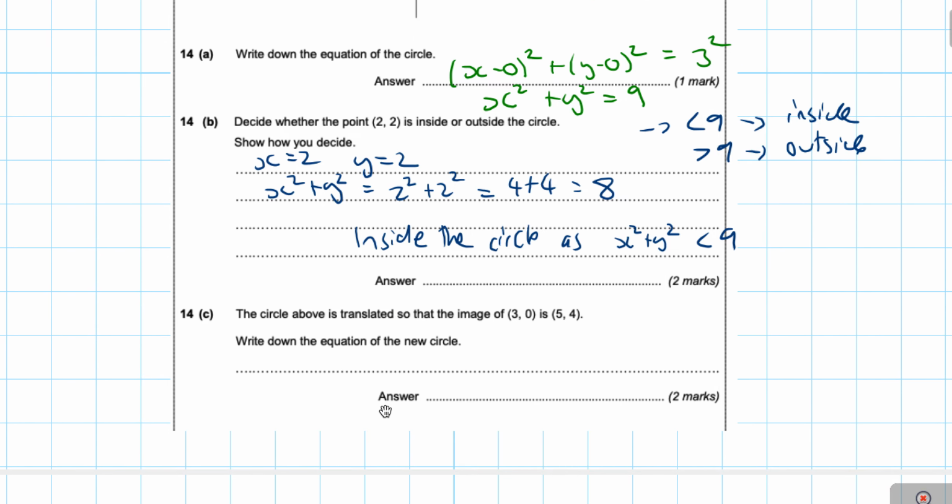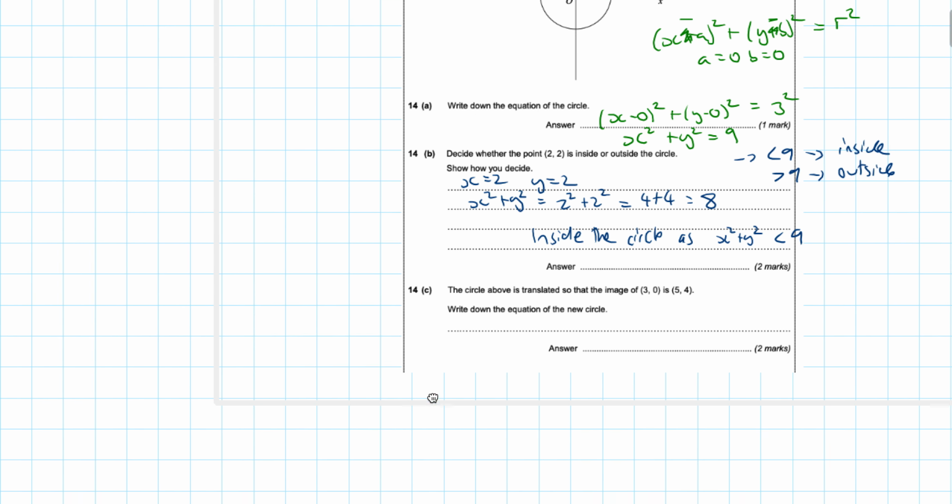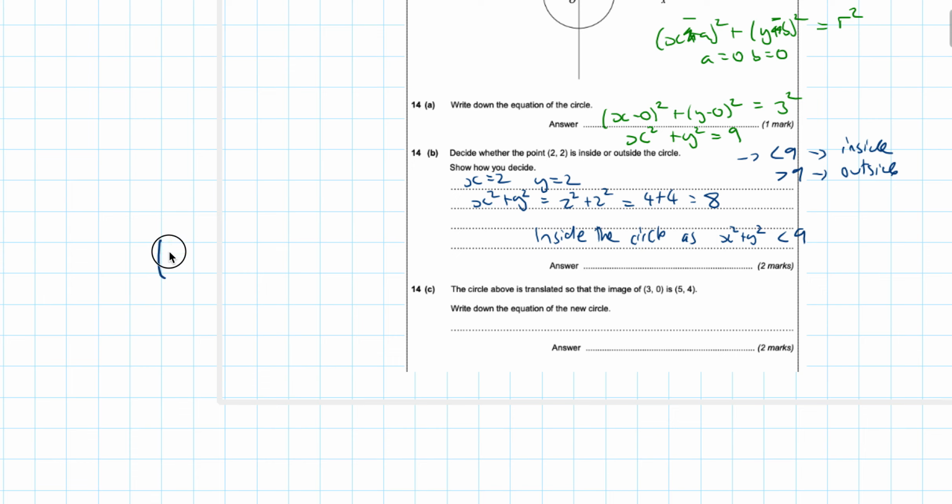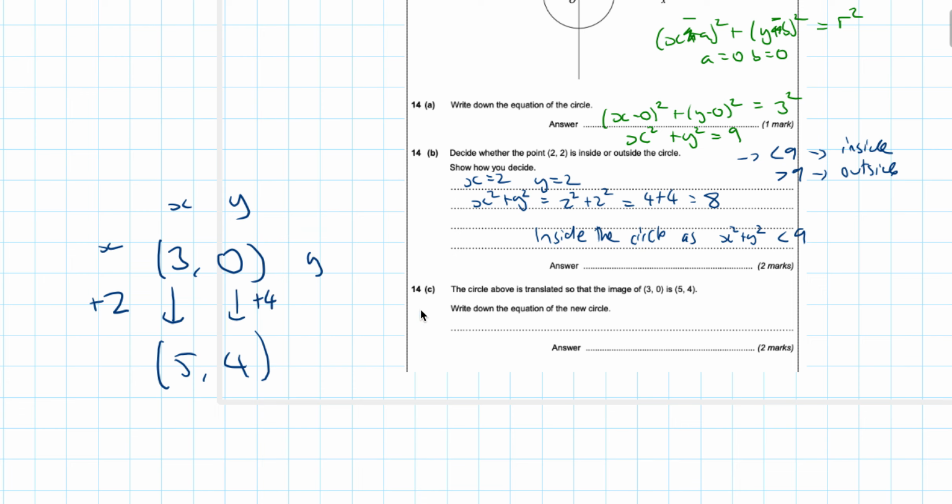The circle above is translated so that the image of 3, 0 is 5, 4. Write down the equation of the new circle. So first of all, we want to find out what our translation is. Going from 3, 0 to 5, 4, we notice that we go from 3 to 5, so we're going plus 2 in x, and for y we're going plus 4 in y. It's been translated, so we're just going to add plus 2 and plus 4.